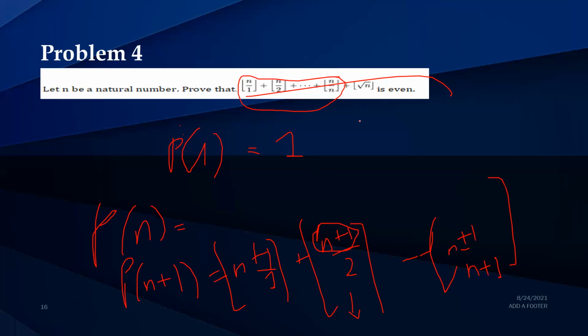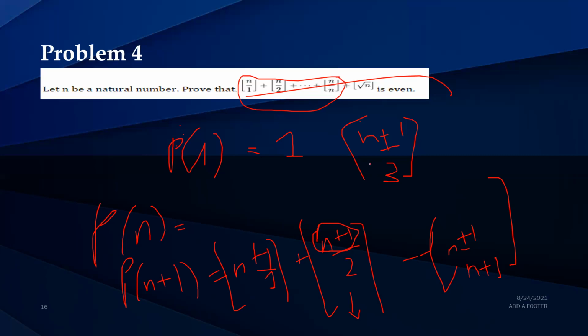And similarly, let's check it for 3. Now, if n is divisible by 3, then the floor of n by 3 is equal to the floor of (n plus 1) by 3. And if n is congruent to 1 mod 3, then also these both are equal. Now, if n is equivalent to 2 mod 3, then you will get the floor of (n plus 1) by 3 minus the floor of n by 3 equal to 1.